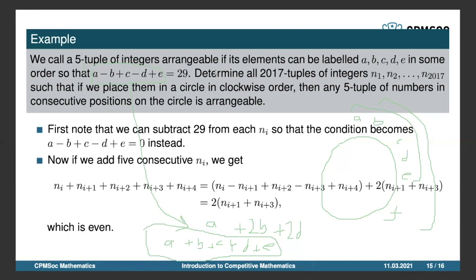So note that no matter how you label the 5 numbers a, b, c, d, and e, the sum of them will always be the same. So that's our invariant. No matter how you label the 5 numbers, this alternating sum and difference will always have the same remainder when you divide by 2. And this remainder will be the same as the remainder when you divide the sum of the 5 numbers by 2.